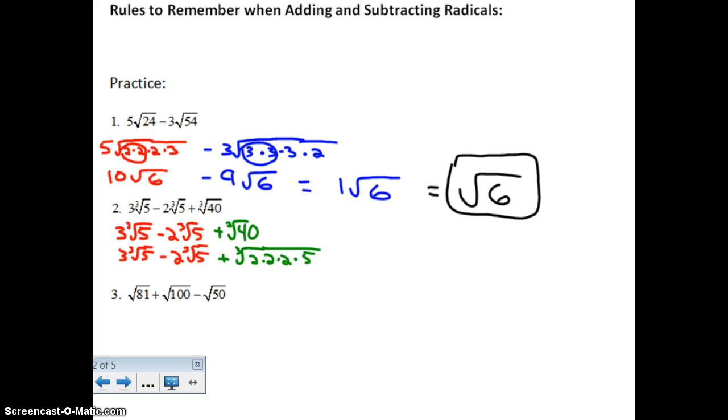Now use the jailbreak method. Since the index is 3, I have to circle a group of 3. And remember, only one of those 2's makes it out. And the cube root of 40 is going to become 2 times the cube root of 5. So now look, we have 3 like radicands. We're going to add their coefficients. 3 times the cube root of 5 minus 2 times the cube root of 5 plus 2 times the cube root of 5 will give us 3 times the cube root of 5.